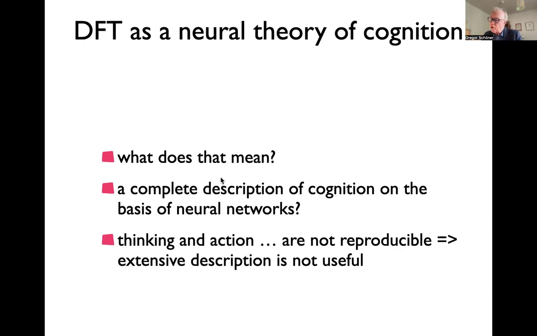And that could be a goal, to have a complete description of everything in neural terms. But the fact that thinking and acting are not as such really reproducible, like essentially all behavioral psychological phenomena, they really depend on history, on context, and so on. That hints that extensive description might not really be the right level of a neural theory of cognition.